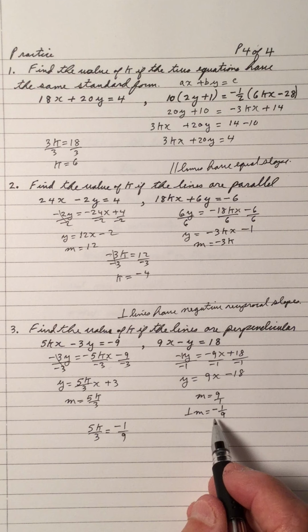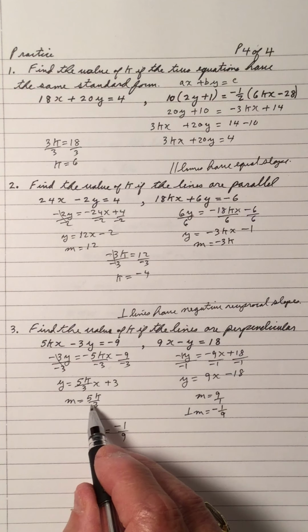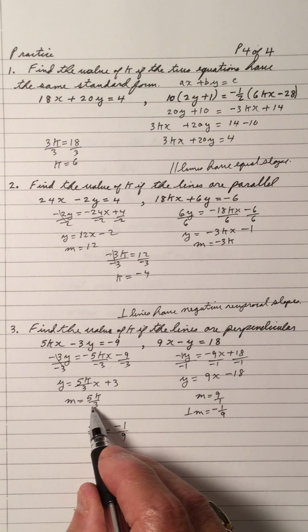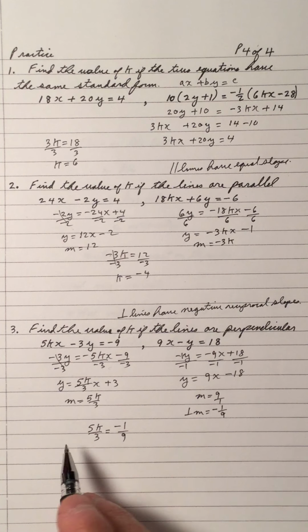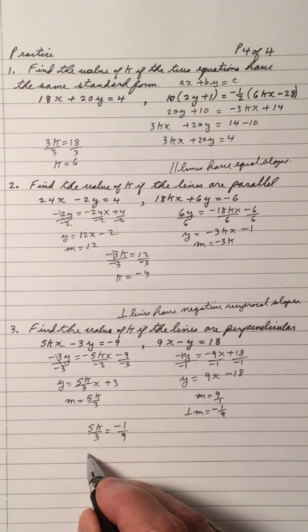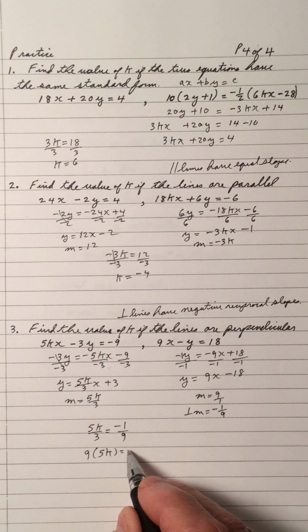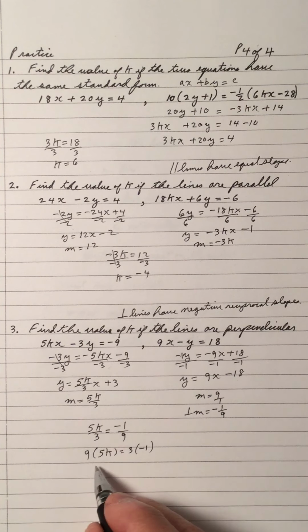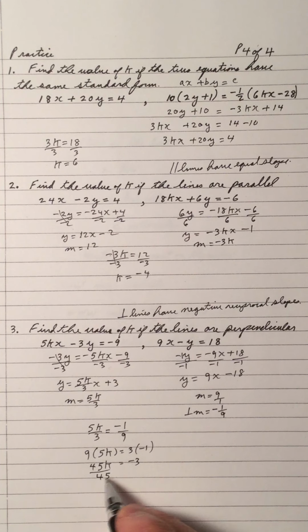Getting the reciprocal of the number is the best thing. Easiest to get the reciprocal of the number. If you get the reciprocal of this one, it's still the same. It's a negative reciprocal. This one would have been a negative 3 over 5k. Now we cross multiply. So we get 9 times 5k equals 3 times negative 1. 45k equals negative 3. Divide by 45.